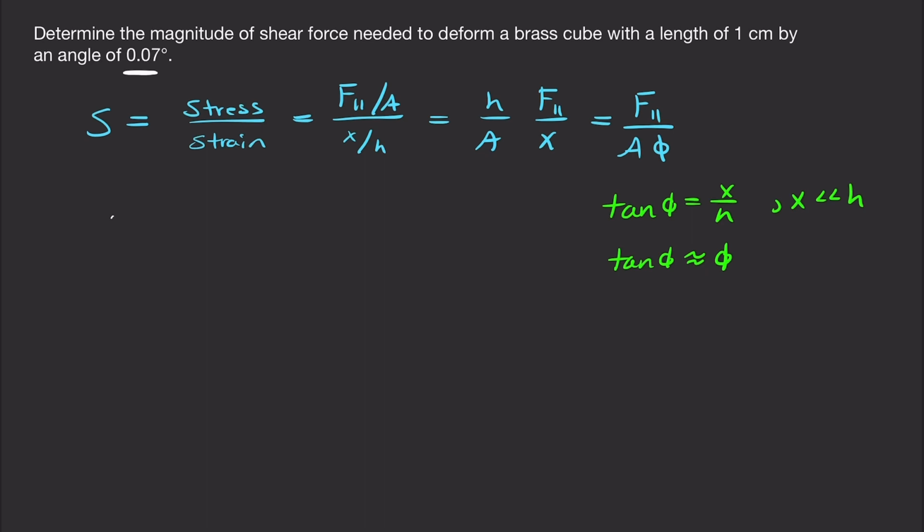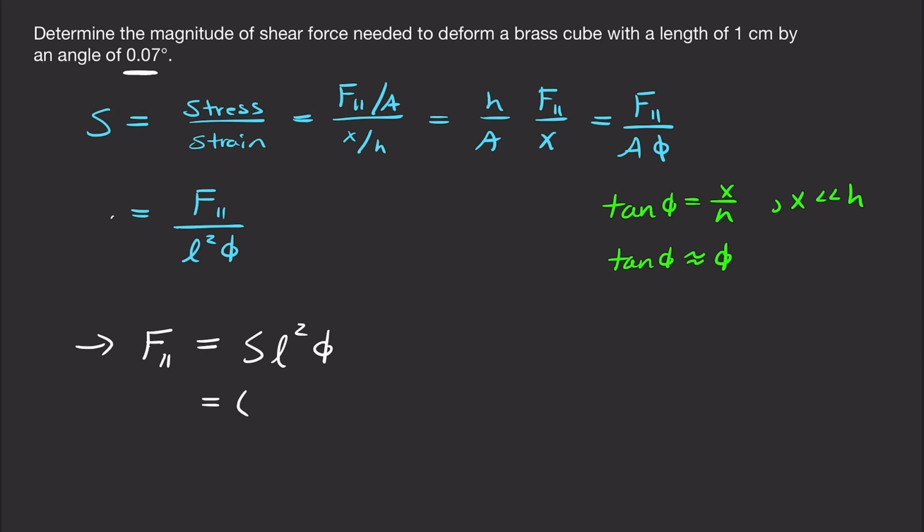And we don't know the area, we only know the length of the cube, but since it is a cube, that means that the area is just the length squared, so we can write our area as L squared, and that'll be times phi. And now we can solve for the amount of shear force that's needed. So the shear force, we just multiply by L squared times phi, and this is going to be the shear modulus of brass times the length squared times the angle that we're going to deform it by.